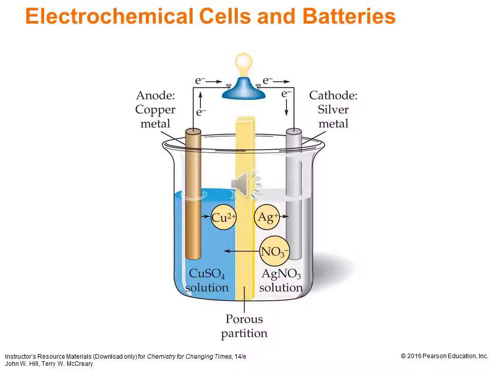As the copper metal atoms are oxidized to copper 2+ ions, the electrons that are released move from left to right and through whatever device we're using that electrical energy to power, to end up on the silver metal electrode, where the silver ions from solution are reduced to silver metal.